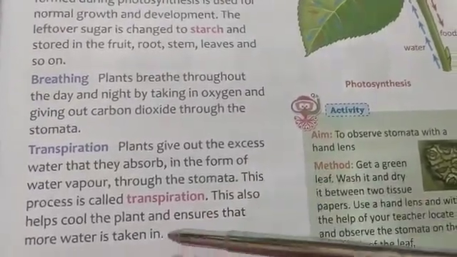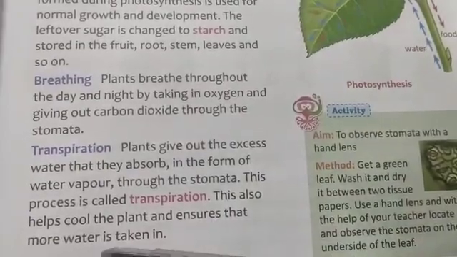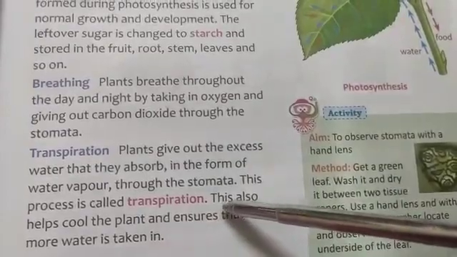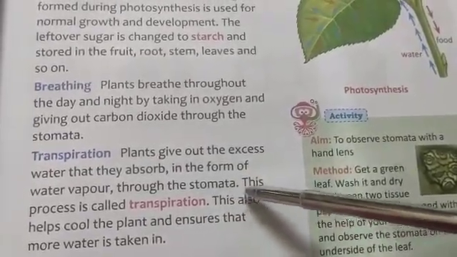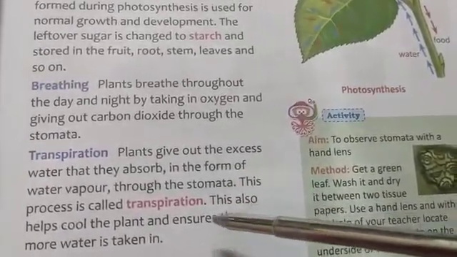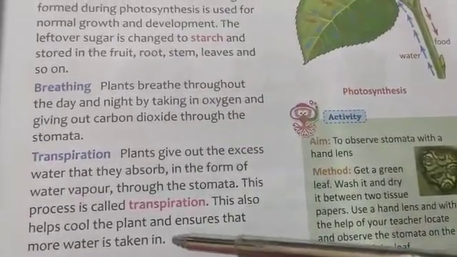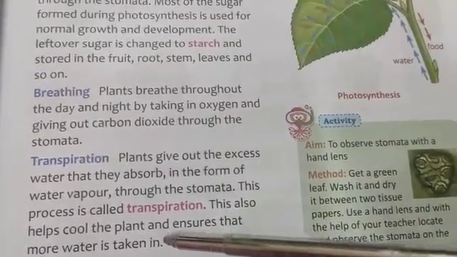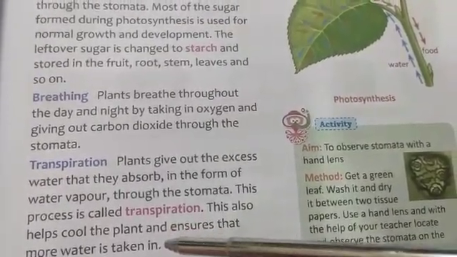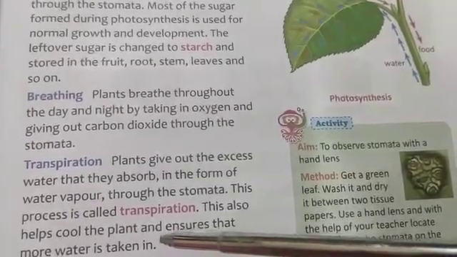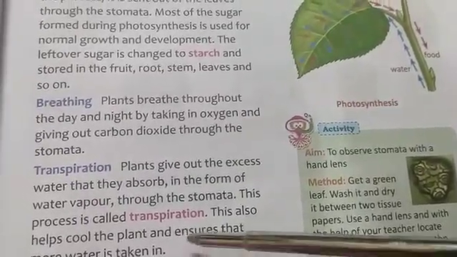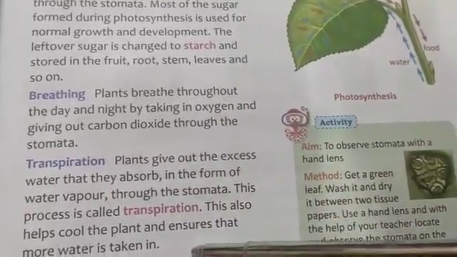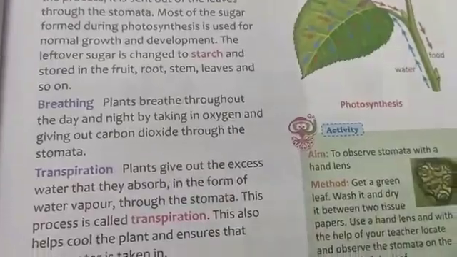This also helps cool the plant and ensures that more water is taken in. So, while water is being given out through the stomata, it helps to cool the plant. On a hot summer day, you can see sometimes people taking rest under the tree because they feel the cool breeze. The plant cools itself by the process of transpiration. And the more water that is given out through the stomata, the more water is taken in by the plants through the roots.